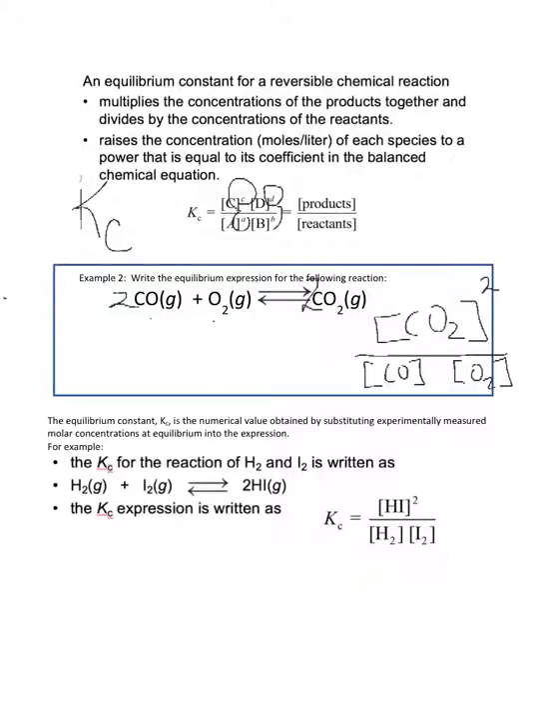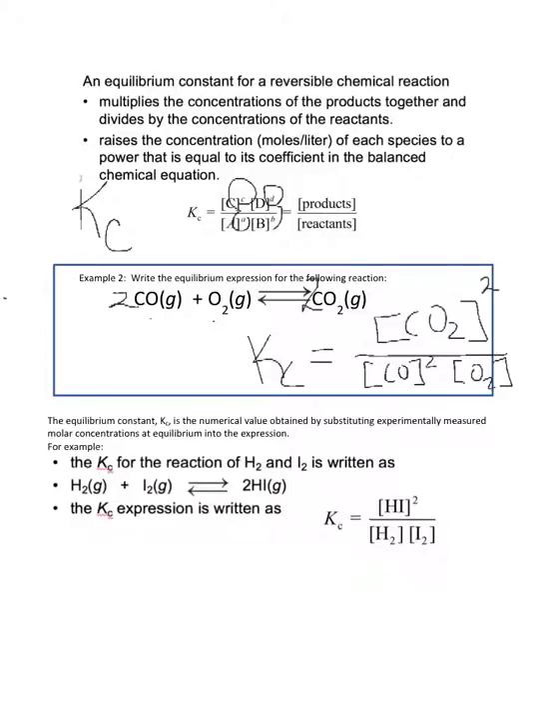The coefficient in front of the carbon monoxide is a 2, and the coefficient in front of the oxygen gas is a 1. Anything raised to the 1 power is just itself, so we don't need to actually write the 1 power there. So the equilibrium expression for this reaction, Kc, is equal to the concentration of the carbon dioxide squared divided by the concentration of the carbon monoxide squared times the concentration of the oxygen gas.